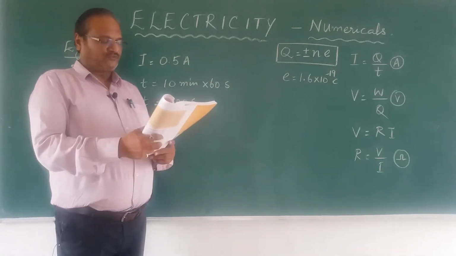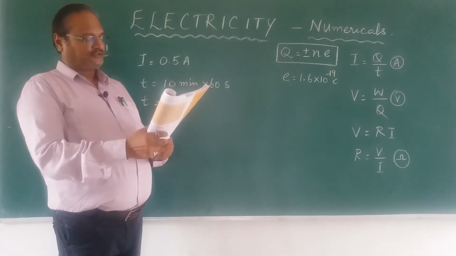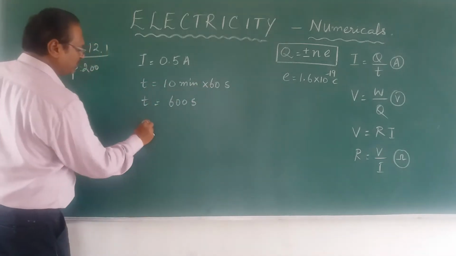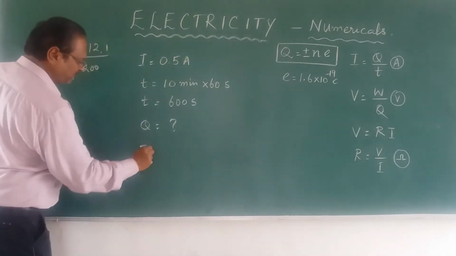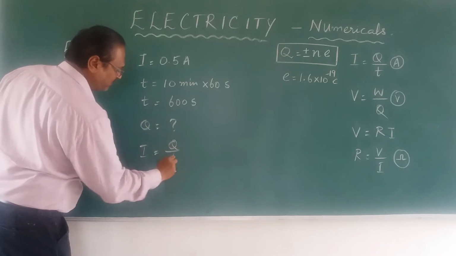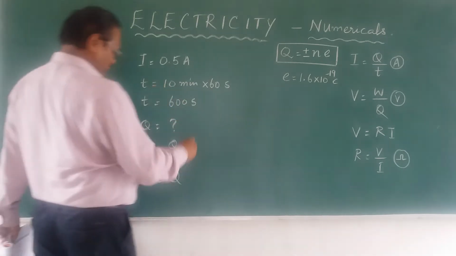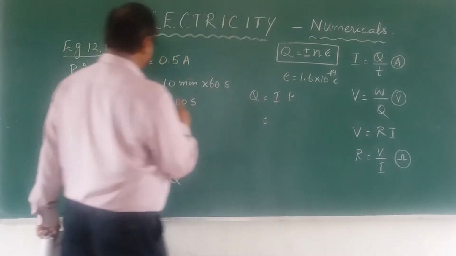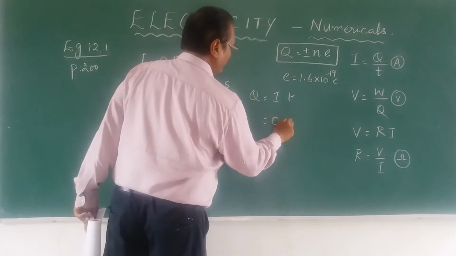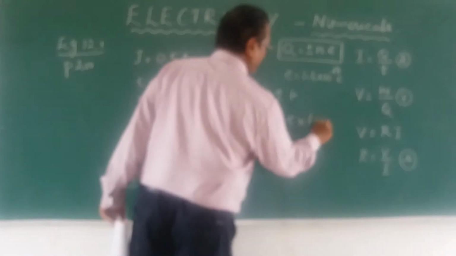Now, find the amount of charge that flows through the circuit, right? Q is equal to how much? So, very simple. We know I is equal to Q upon t. So, Q is equal to I into t. It's very simple. I is given how much? 0.5 ampere into 600 seconds we have now taken.